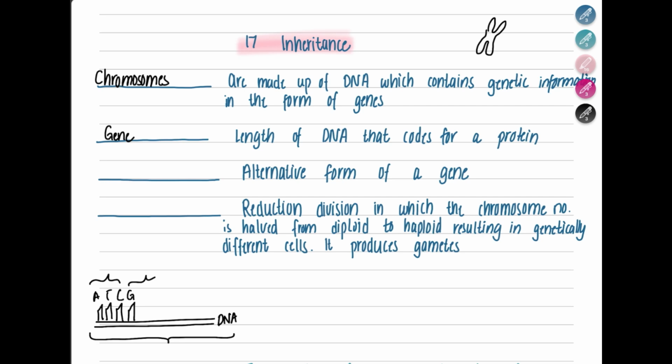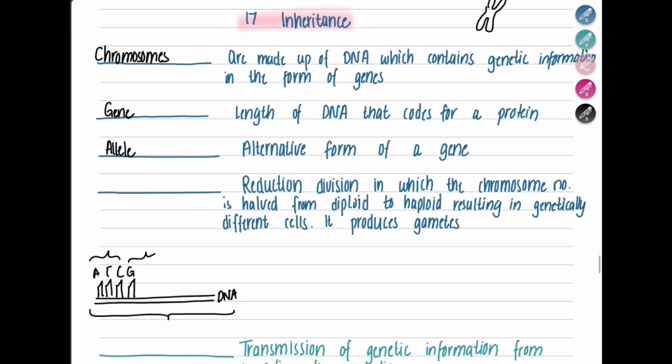Alternative form of a gene is known as an allele. For example, a gene for eye color. It could be black, it could be green, it could be blue. There are so many alternative forms of one gene of eye color. So we can say it has different alleles, okay?